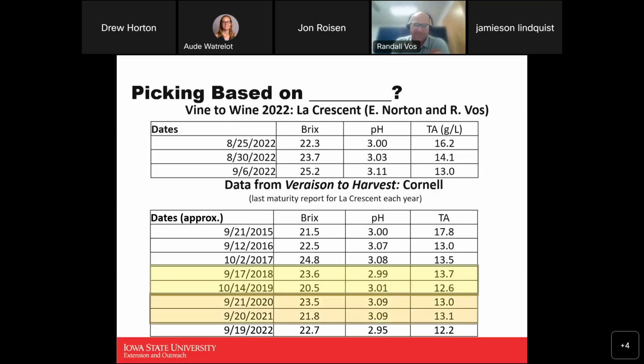Because if we look at 2020, 2021, they basically picked on the same date each time, so late September, same pH, same TA, very different Brix. Again, it could have been a growing season issue, a crop load issue. So if someone absolutely asked me in Iowa, what would I pick based on as my primary factor? Again, flavor and aroma are super important, but especially with terpenes, most of those are bound, so we can't really sense them until the wine is made.